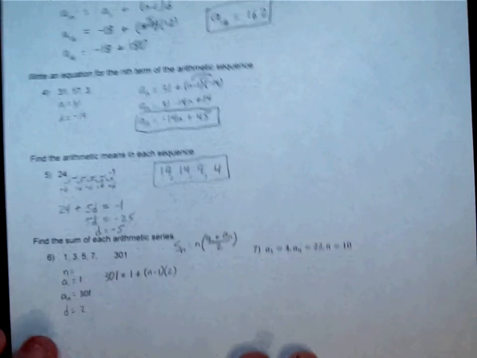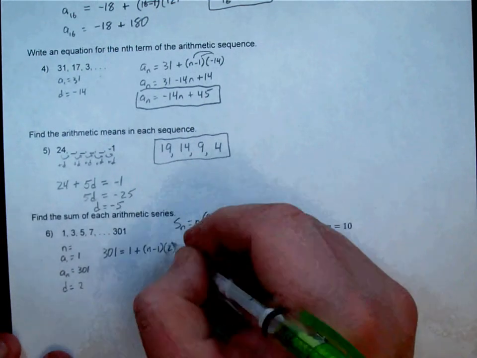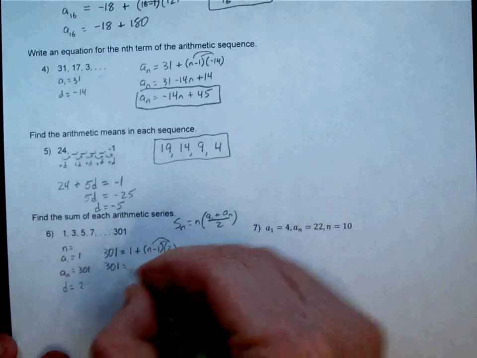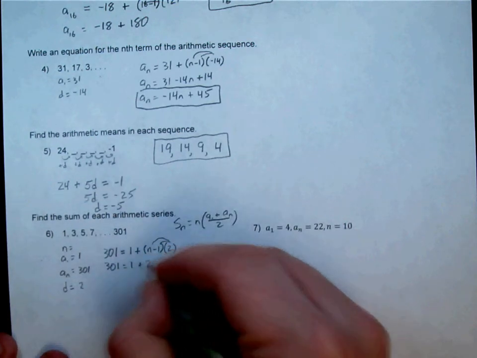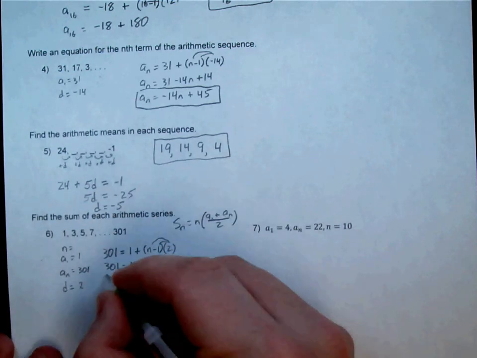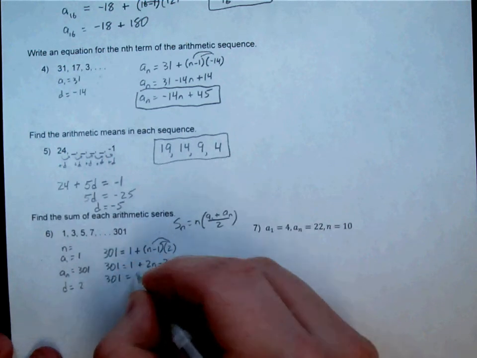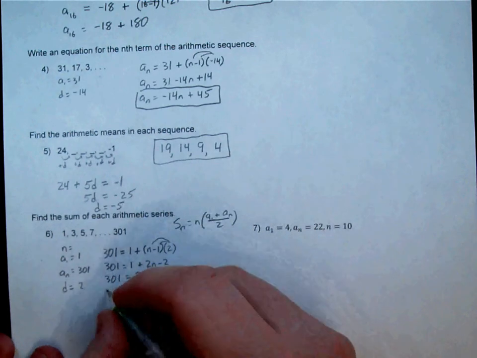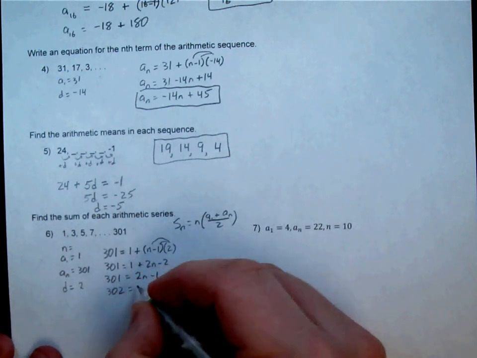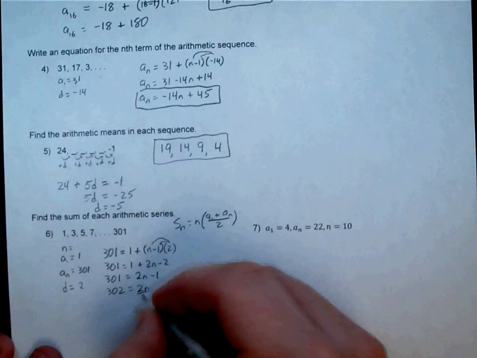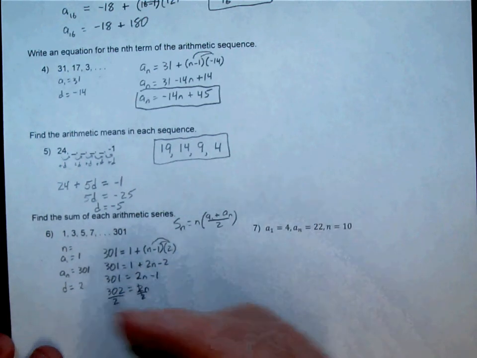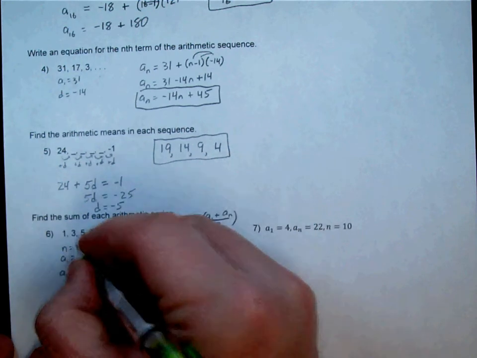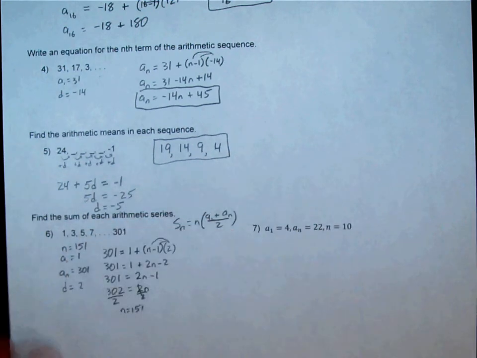I'm going to distribute. I'm going to go ahead and move this back up now. Distribute my 2, 2n minus 2. I'm going to combine my like terms, my 1 and my -2 together make -1. I'll add 1 to both sides now, so 302 is equal to 2n. Divide by 2, I get 151. So I can go back, put that up there.